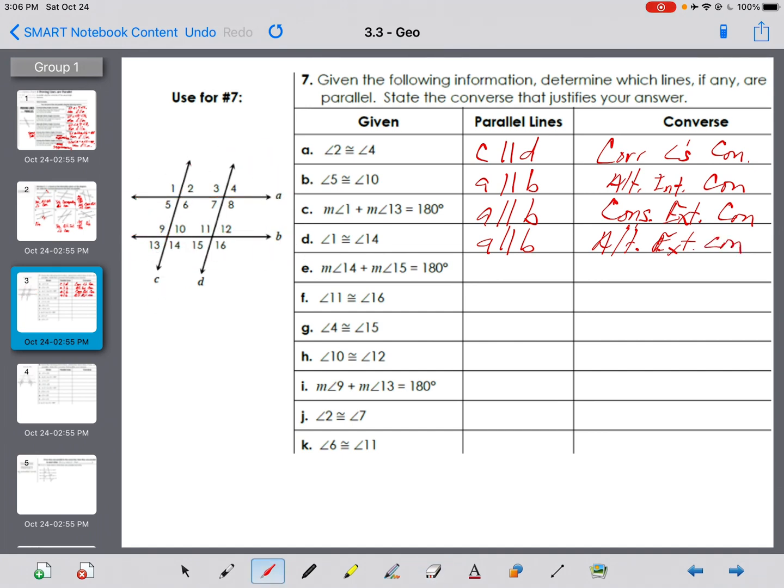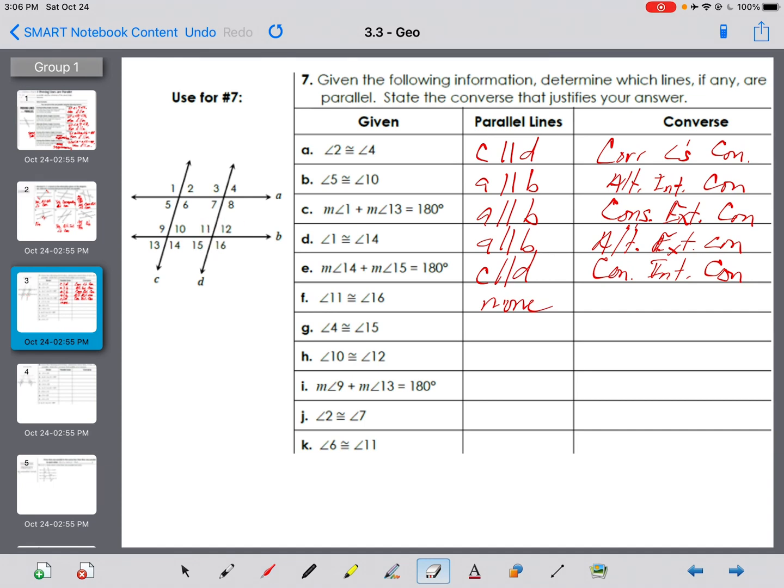Okay, checking those out. 14 and 15. So 14 and 15 add to 180. This is the cutter. Those are the lines. So C and D on that one. And that's the consecutive interior converse. Let's see, angle 11 and angle 16. Well, those are on the same intersection. It's vertical. It doesn't tell us about any other lines. So none.